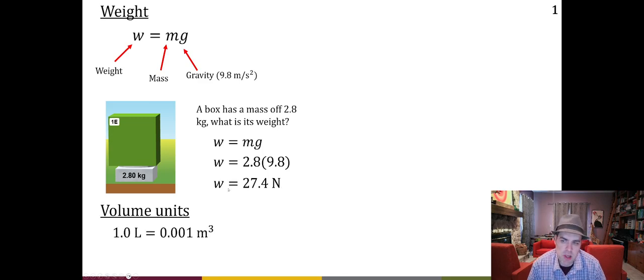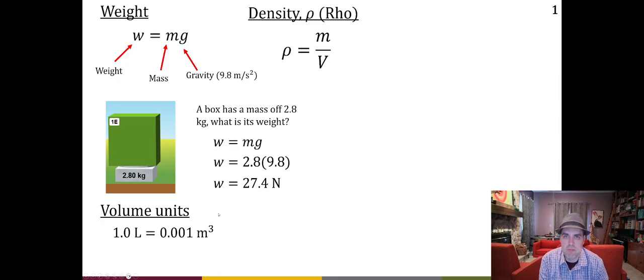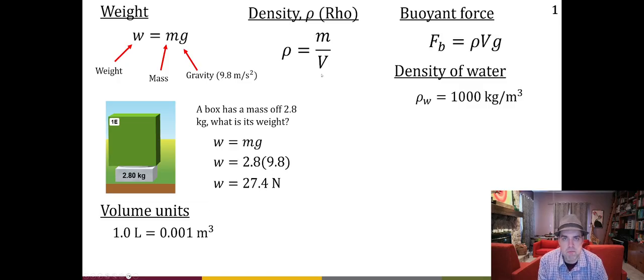Now the simulation we're going to use is going to tell us volumes in units of liters, but we need it to be in meters cubed because that is what we're going to use in our equations. And there's a very easy conversion. 1 liter is equal to 0.001 meter cubed. And the density equation is the mass of the object divided by the volume. So again, mass is in kilograms and volume must be in meters cubed.